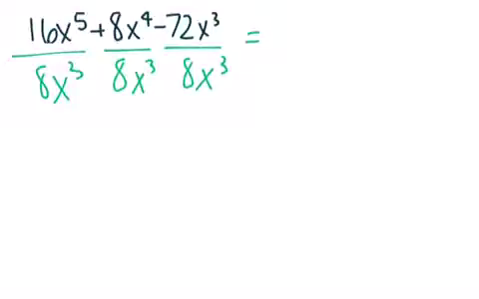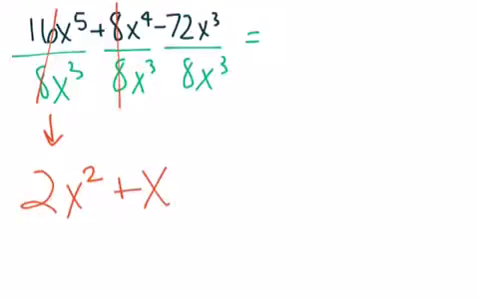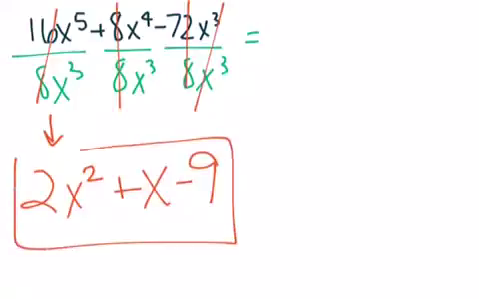So same thing here. 16 divided by 8 is going to give us 2. I'm just going to draw these down here so we can see them. And x to the 5th over x to the 3rd is going to cancel out to be x squared. Plus we have 8 over 8, which cancels out. x to the 4th over x to the 3rd is going to be just plain x, positive. Then we have negative 72x cubed over 8x cubed. Negative 72 divided by 8 is going to be a negative 9. And then x cubed over x cubed is going to cancel out due to the laws of exponents. So this is your final answer.